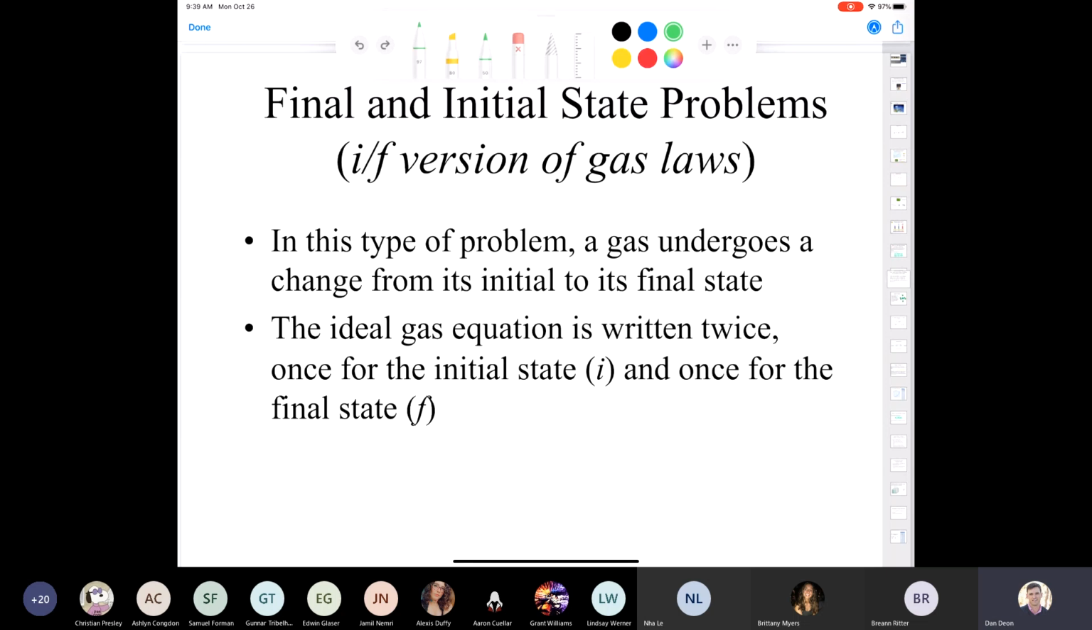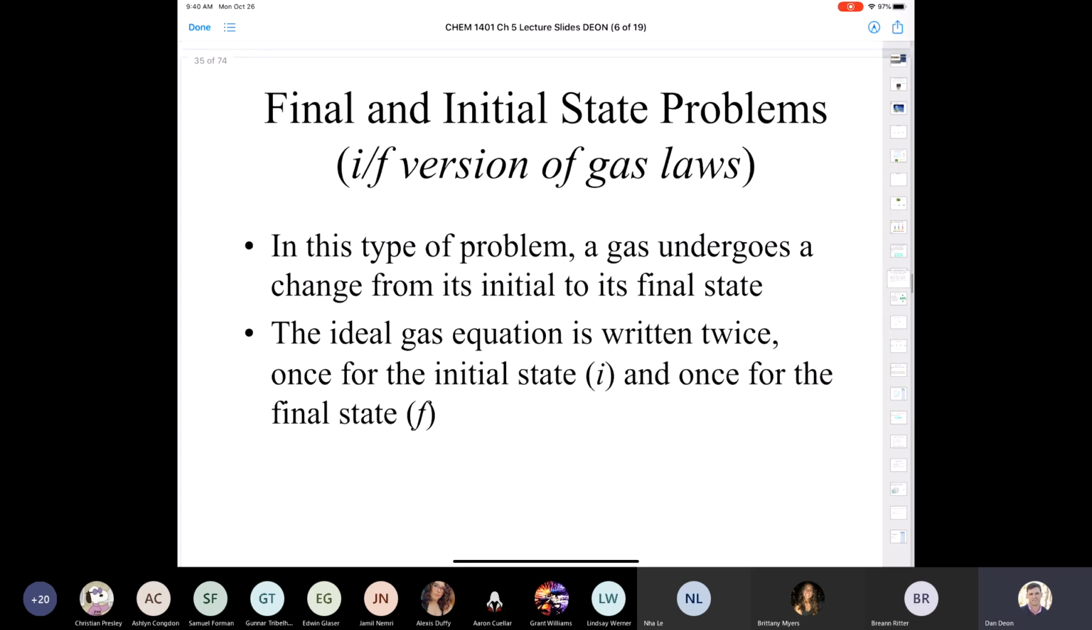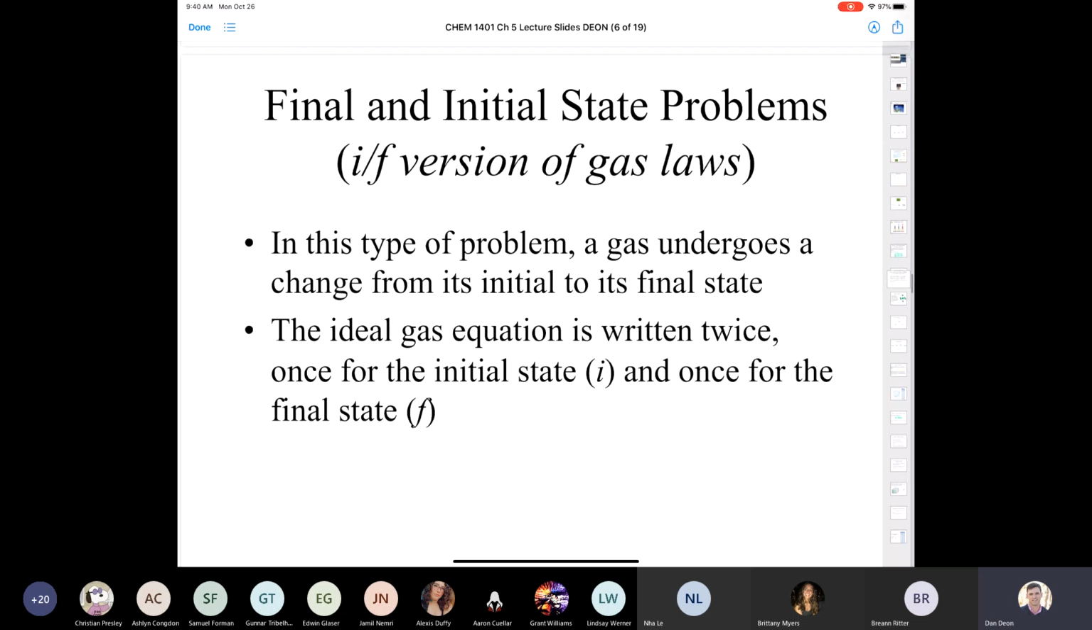The ideal gas equation is basically written twice, once for the initial state and once for the final state, and then we're going to cancel anything that doesn't change, right? And that is essentially how we end up with those laws: combined gas law, Boyle's law, Charles' law, and Avogadro's law. So technically, you can derive Boyle's law, Charles' law, Gay-Lussac's law, and Avogadro's law from the ideal gas equation. So as long as you have PV is equal to nRT memorized, it can get you out of a bind, even though we do expect you to memorize Boyle and Charles and all those things.